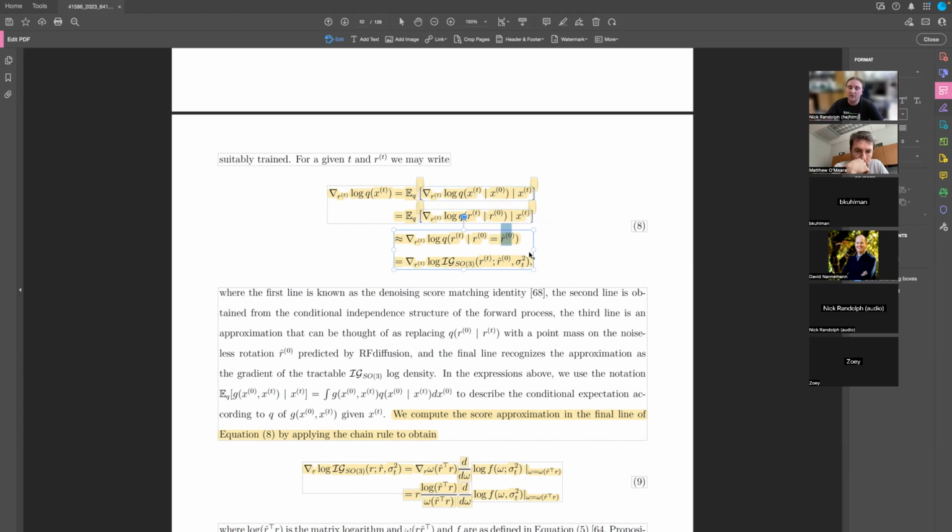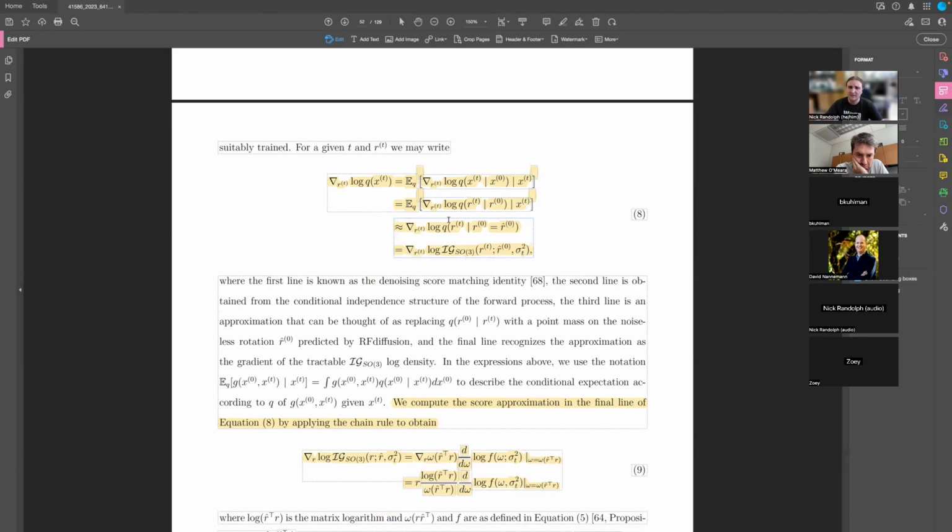So this is the predicted ground truth rotation, sorry. This is what is coming out of RoseTTAFold, and we can approximate the score using this. This is the same thing as using the isogaussian, using the predicted rotation from RoseTTAFold. So this is how we leverage RoseTTAFold's ability to predict ground truth structures to approximate the score that we can use for the denoising trajectory.